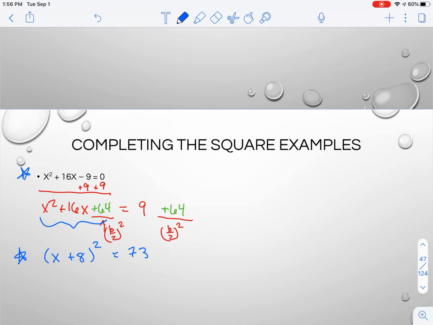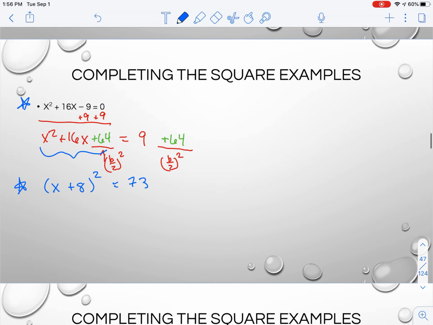So to continue solving, to get at the x, we have to take the square root of both sides. So we square root both sides. I have x plus 8 equals plus or minus the square root of 73. 73 is actually prime, therefore I cannot simplify that radical any further. And my final answer is negative 8 plus or minus the square root of 73.